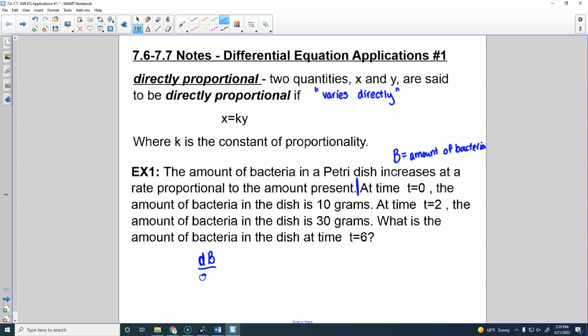So dB/dt is going to be the rate at which the bacteria increases. It is proportional. This doesn't say directly proportional, but if it doesn't say directly, assume it means directly proportional. It's proportional to the amount present, and we're going to assume that means the amount of bacteria present. So we're going to have k times the amount of bacteria, which letter should we use for that? B. Okay. So this is our differential equation.